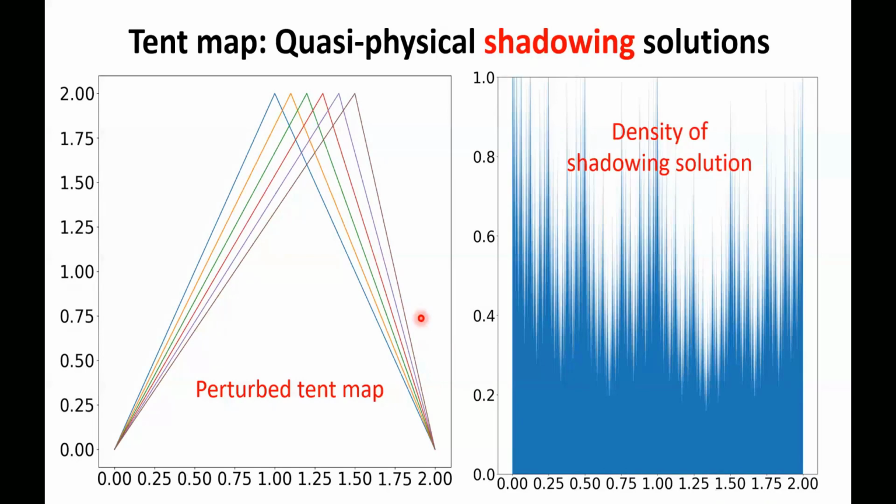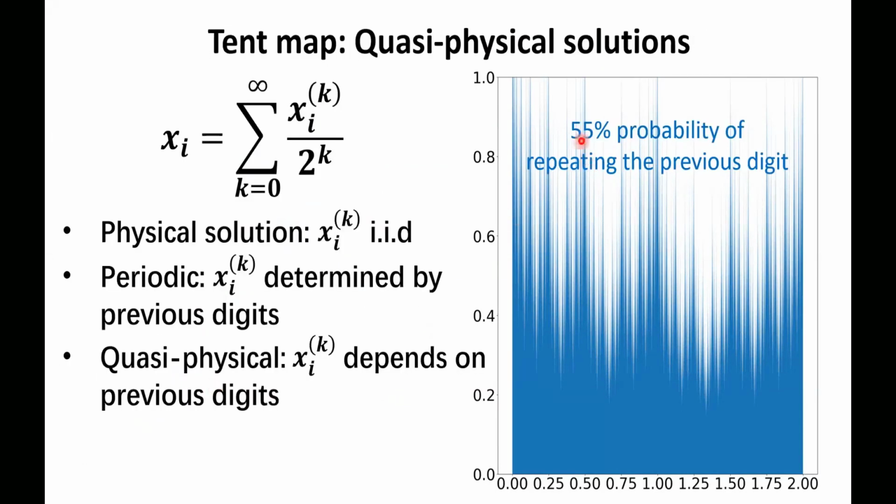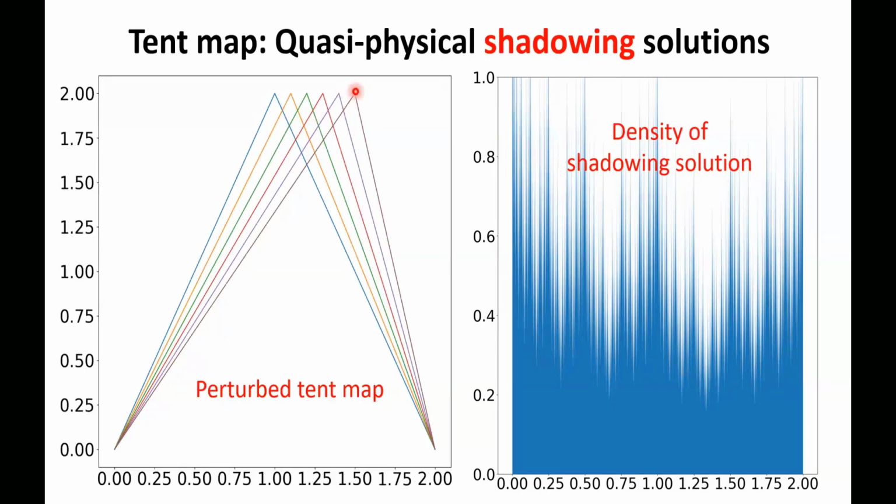Good question. For this particular perturbation, you can prove analytically that once you make this type of perturbation and you compute the shadowing trajectory, you get exactly the type of quasi-physical solutions where each digit has a higher than 50% probability of repeating the previous digit. And the probability is actually the location of the tip divided by 2. All right, I don't have time to go through the proof, but it's actually in a manuscript I just put onto arXiv.